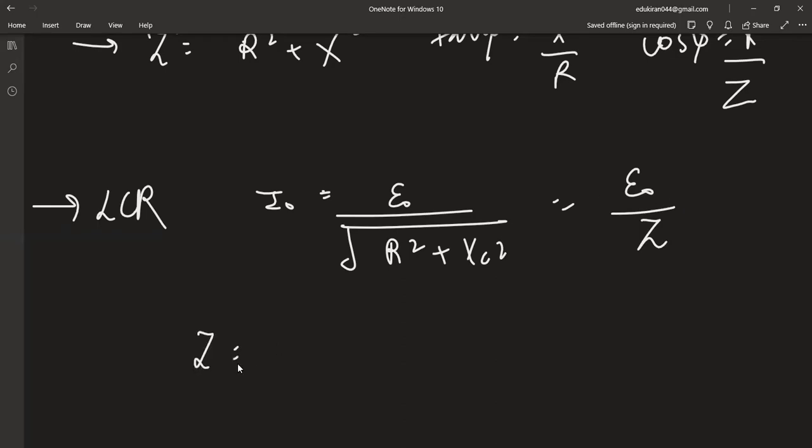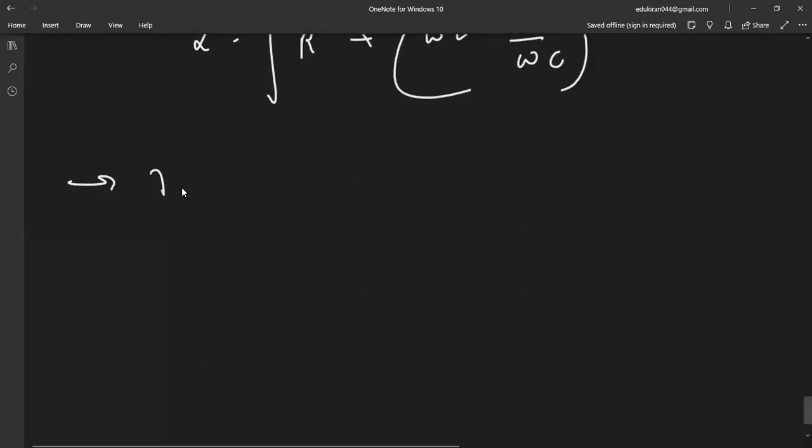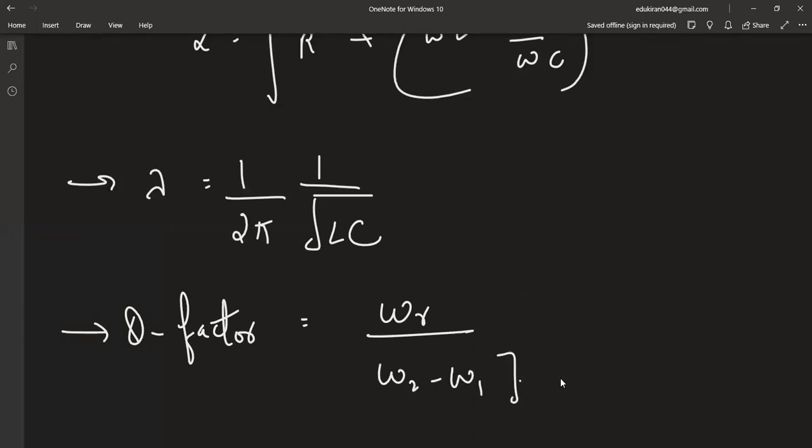Or for impedance in LCR circuit, we can write it in this way also, root of R square plus omega L minus 1 by omega C whole square. All right. Then in resonance circuits, one more thing which we have to remember is the frequency. Frequency is 1 by 2 pi under root L by C. All right. Then you have the Q factor, which is the quality factor. That is the resonant frequency by the bandwidth. Bandwidth is written like this. So this is the bandwidth, and this is the resonating frequency.